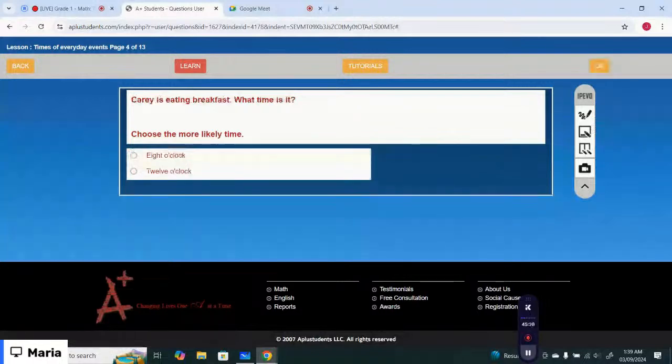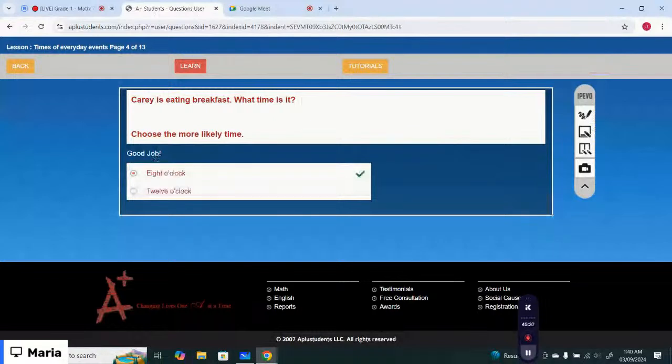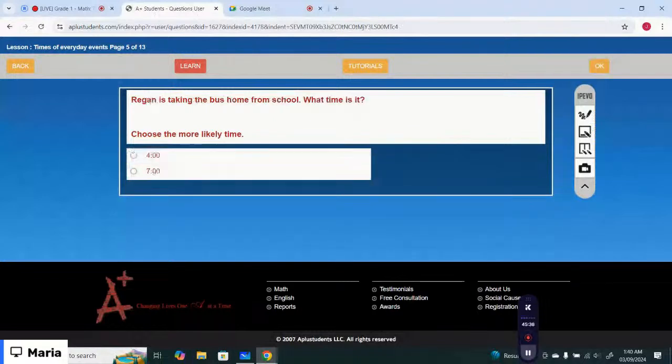Carrie is eating breakfast. What time was it? 8 o'clock or 12 o'clock? Which is the correct option? 8 o'clock it is. Option number 1 is the correct option. Regan is taking the bus home from school. What time was it? Which is the correct option?